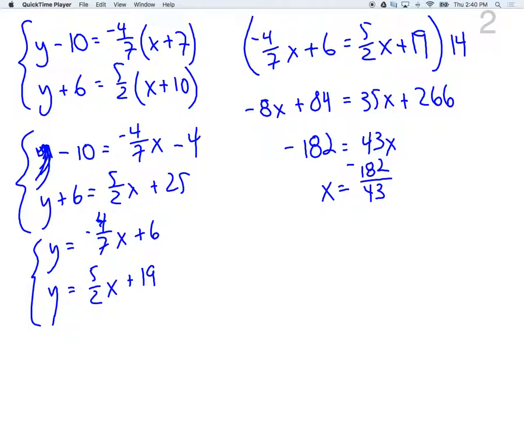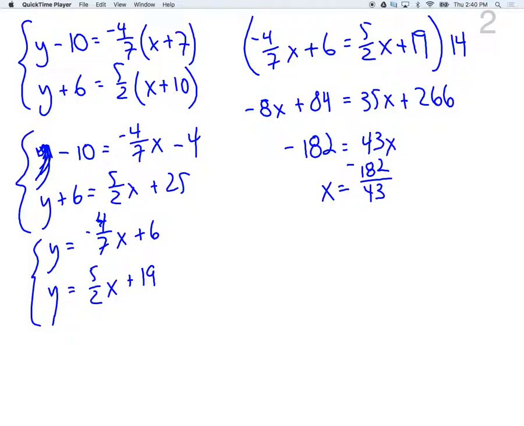So, using your calculator, I need to find out y. How do I find out y? Plug it in. Now, I don't want to do that by hand because that's a big ugly fraction. So here's how you do it on your calculator. You take negative 182 divided by 43, and over on the left-hand side of your calculator, there's a little button that says sto on it.